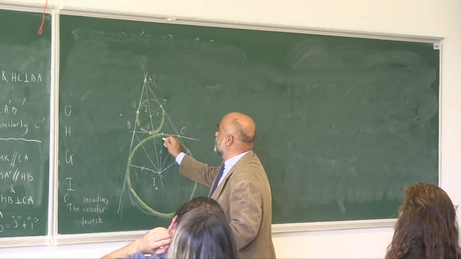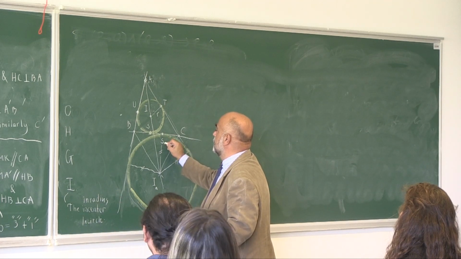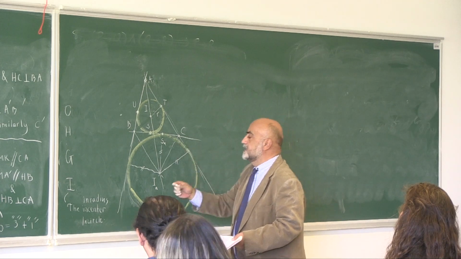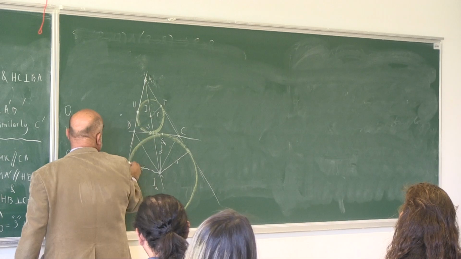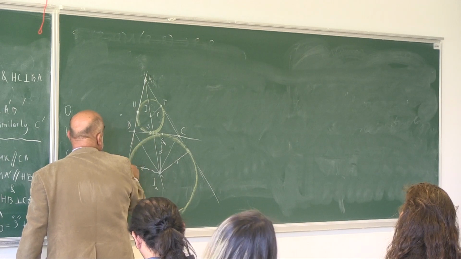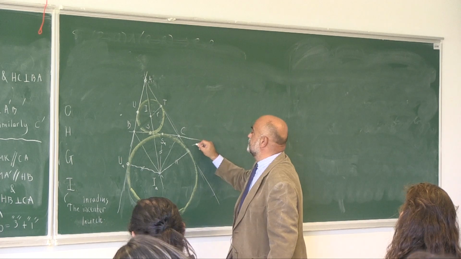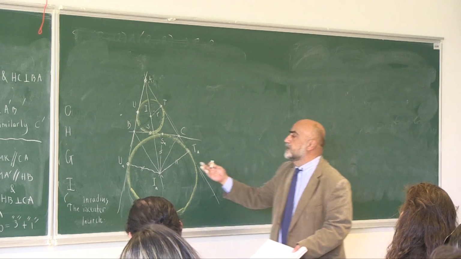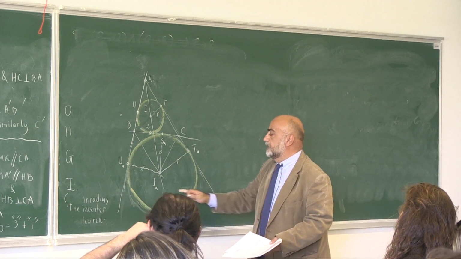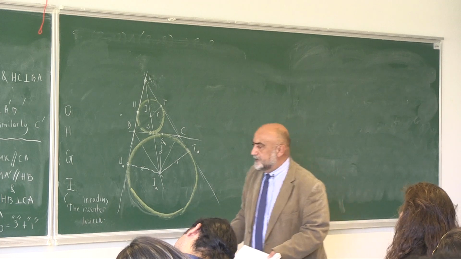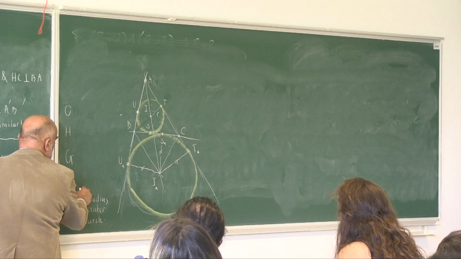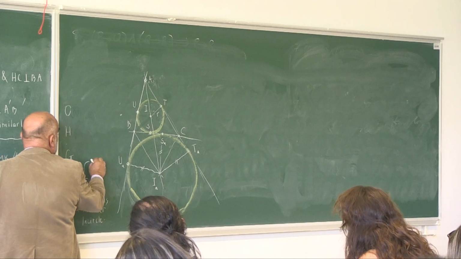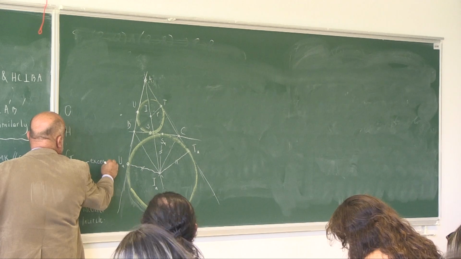The side BC is touched by this circle at S sub A. This is U, so let this be U sub A. And this is T, and let this be T sub A. I'm not immediately interested in these, but I'm interested in I sub A. So this point comes along, just as the in-center, and is called the ex-center.